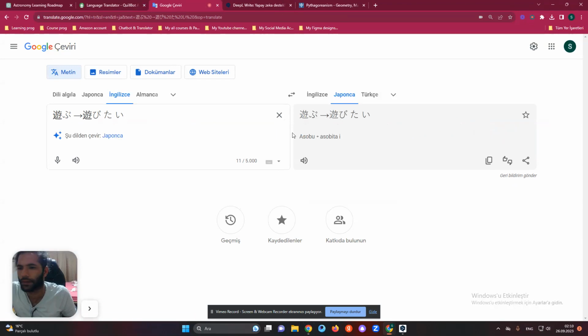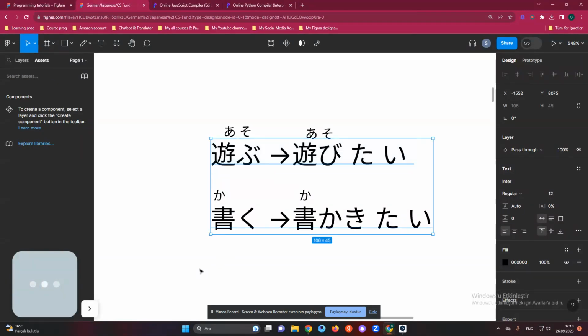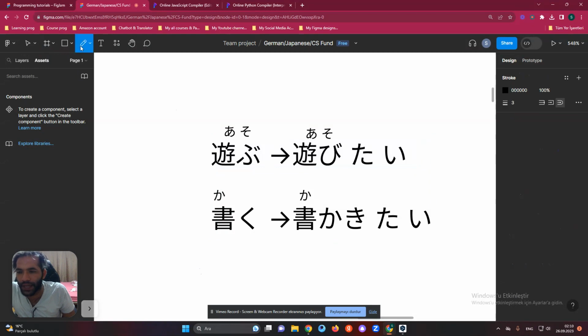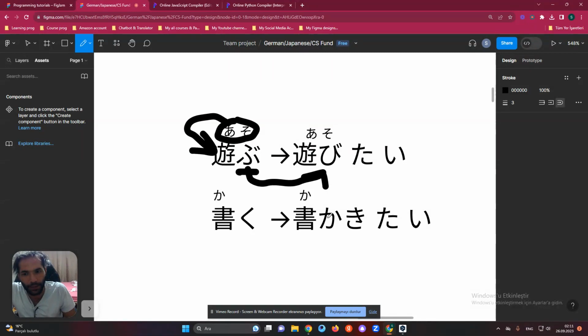Okay, all right. Asobu. Yeah, this is asobu. Asobitai. Look, guys, in this case this is aso together. We're talking about this one only, not this. This is Godan, and it will change. It will become bi from bu. Okay, asobu will become asobi.